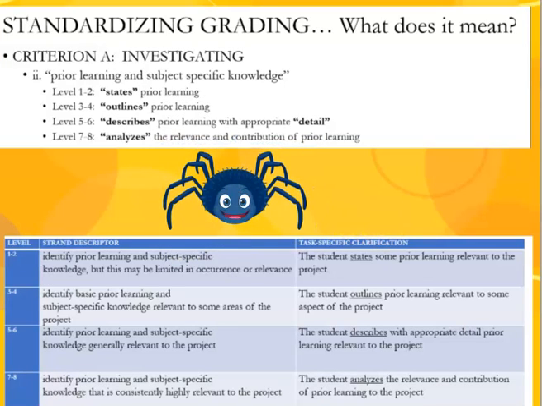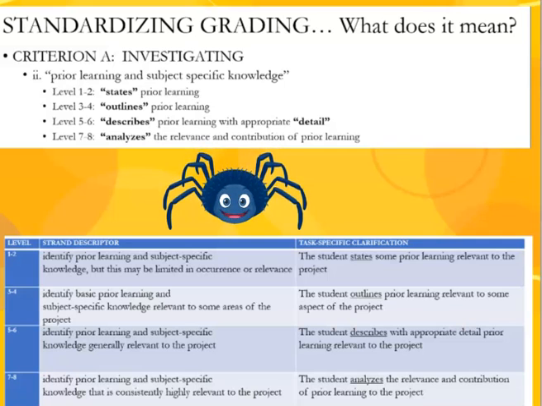The second strand objective in Criterion A is about prior learning and subject-specific knowledge. Please pay special attention to this standard as you read students' Criterion A in November. This has been a difficult area for students. Please notice how the wording of the task-specific clarification changes with each level increase, beginning with "states prior knowledge" with levels 1 and 2, and ending with "analyzes the relevance and contribution of prior learning to the project" with levels 7 and 8.